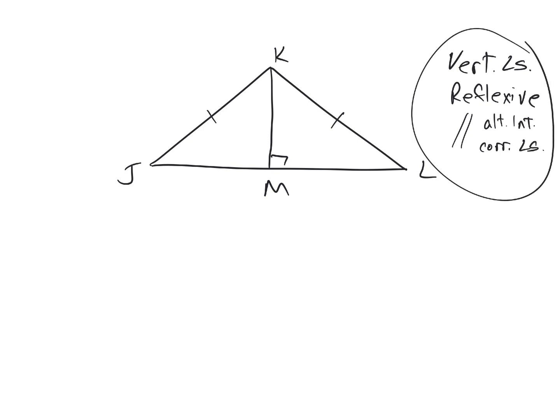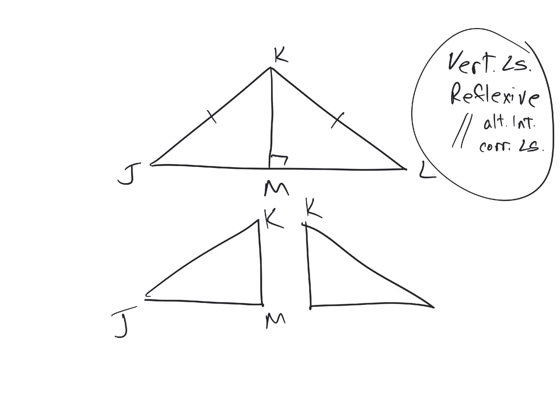So we have, among others, reflexive. Reflexive means there's a reflection. So if you pull out the two pictures you're looking at, let's do that. I'm going to take JKM out, JKM, and then I'll have KML, KML. Reflexive means that the two sides or the two angles are exactly on top of each other. They are exactly the same thing.